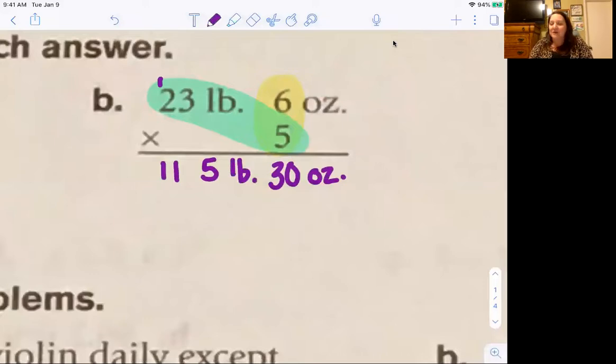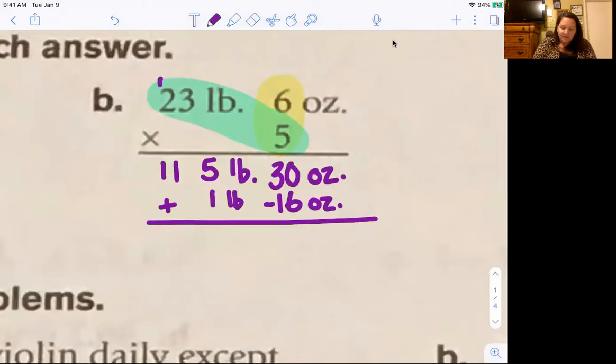Now, how many ounces are in a pound? 16. And how many groups of 16 can I get out of 30? 16, 32, oh, too big already. So only one group of 16 or 1 pound can I take out. So I'm going to subtract 16 ounces and add the 1 pound in there. 30 minus 16 is 14, 14 ounces. 115 plus 1 is 116. So 116 pounds, 14 ounces.